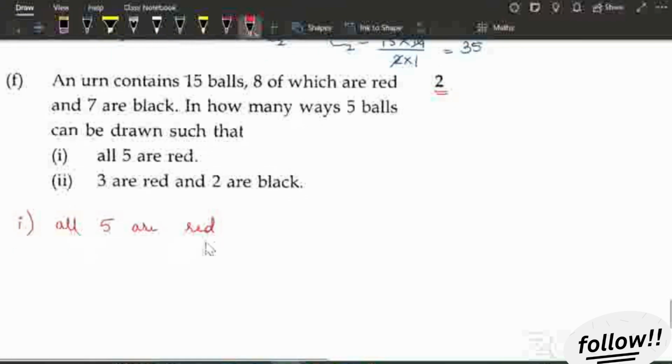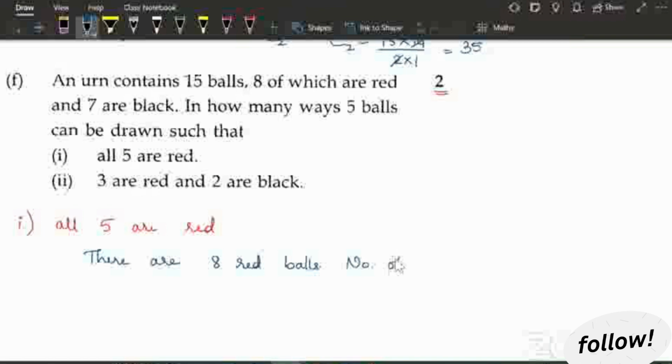So here all 5 are red. I want to select 5 balls and all of them should be red. It means I'm not even considering the black balls. Consider only the red balls. So the answer for this is the number of ways, or you can write there are how many red balls? 8 are red, right? There are 8 red balls.